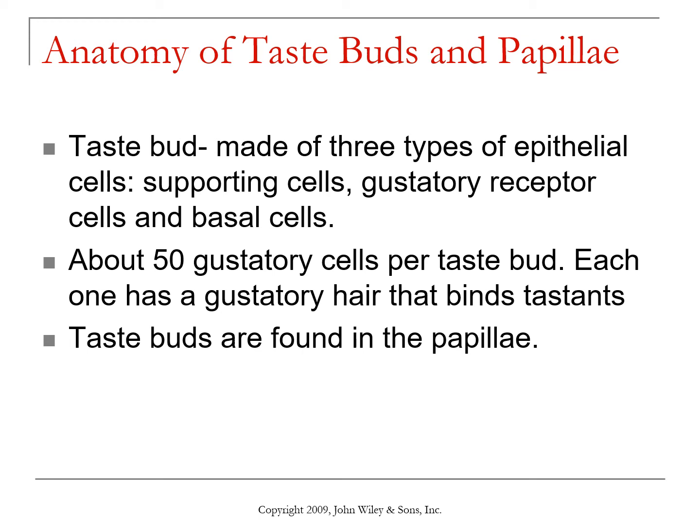Taste buds are found in the ridges of the tongue called papillae. Taste buds are also located in the roof of the mouth, in the pharynx, and on the surface of the epiglottis in the larynx.